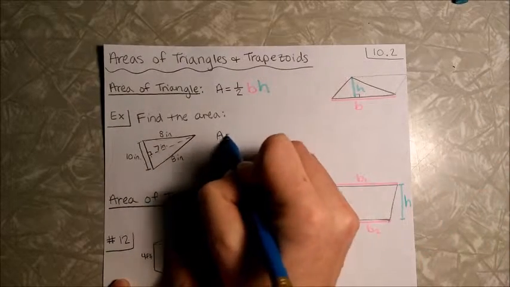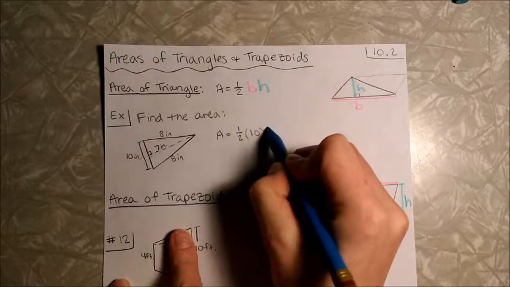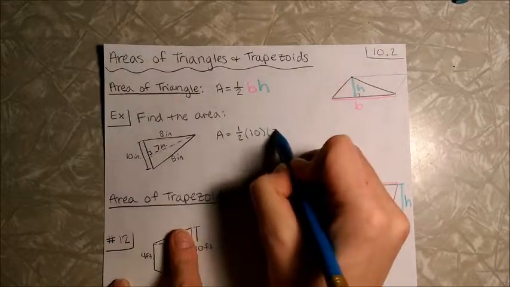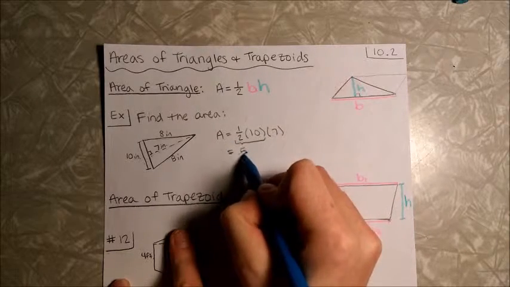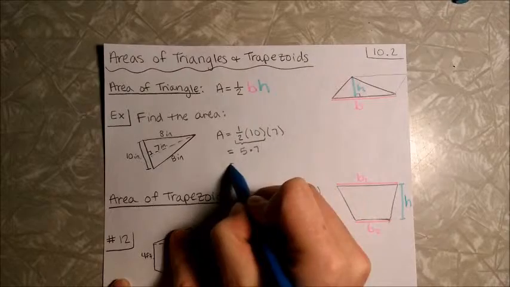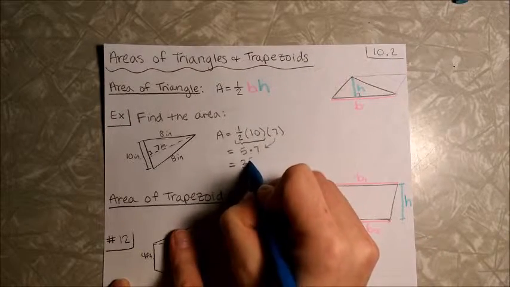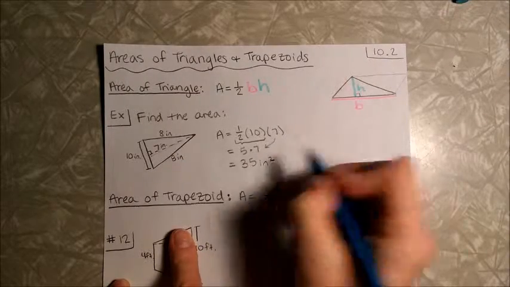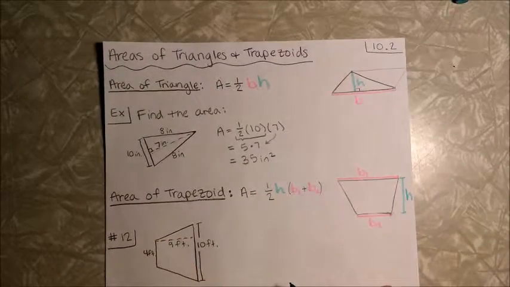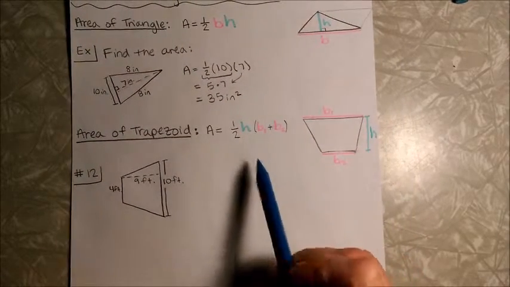So our area equals 1/2 times the base, which is 10 inches, times the height, which is 7 inches. 1/2 times 10 gives me 5. 5 times 7 gives me 35. I'm working in inches, so this is going to be inches squared. Okay, let's go to the area of a trapezoid.